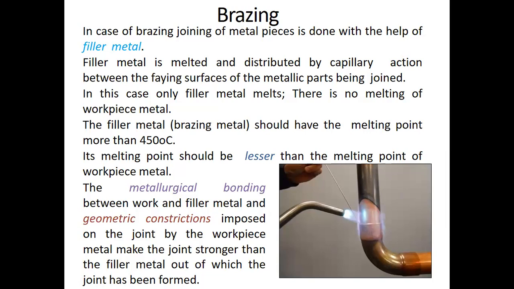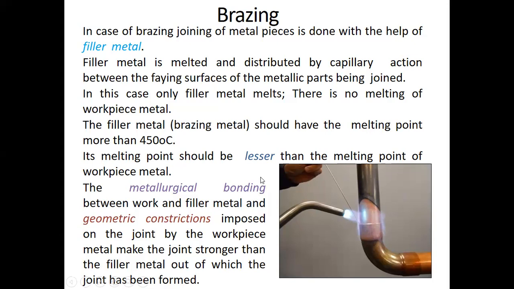The filler metal or brazing metal should have a melting point of more than 450. This is one distinguishing point between brazing and soldering. So this is a higher temperature range process as compared to soldering. Its melting point should be lower than the melting point of the workpiece metal, of course, because if the melting point of the workpiece metal is lower, then it would melt before the filler metal, which is what we don't want. A very common sense approach: you have to take a filler metal whose melting point is less than the workpiece metal you're trying to join.